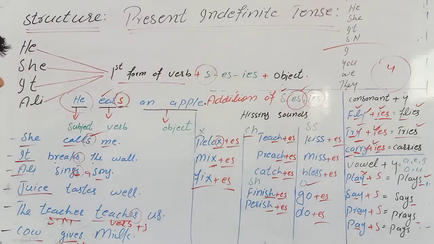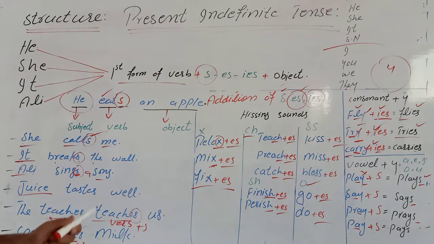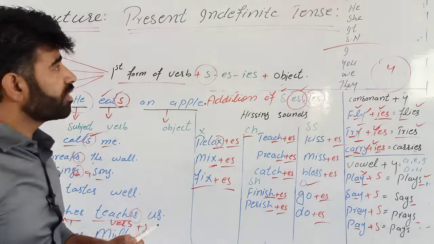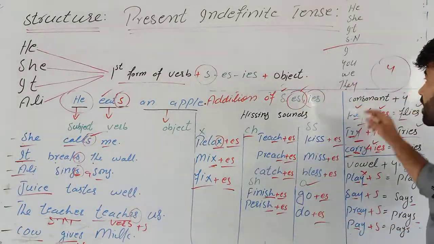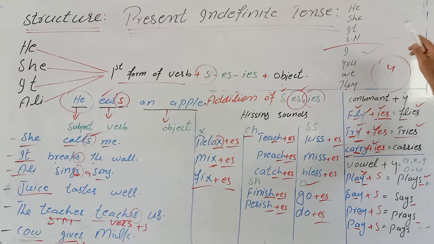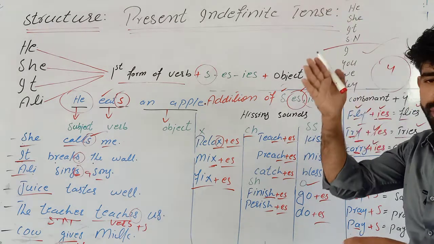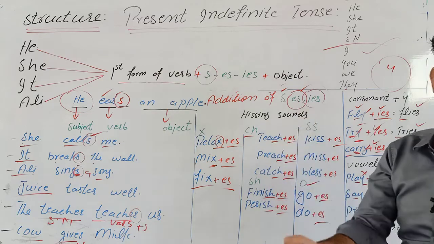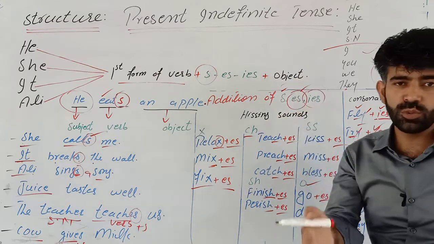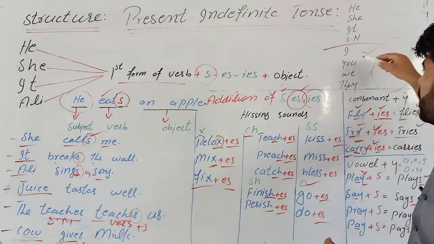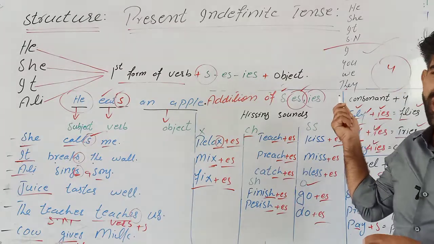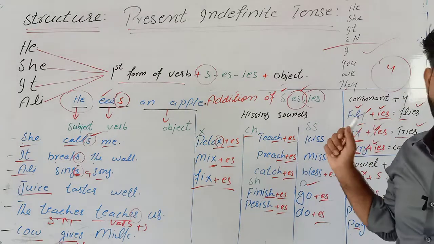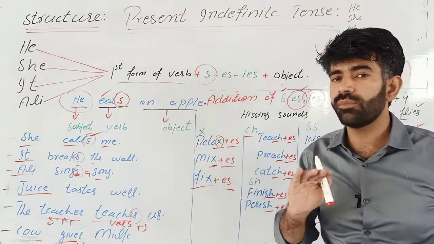So this is how we make sentences of present indefinite tense. I hope there is no more problem, and in the coming lecture, inshallah, we will talk about how to make negative, then interrogative, and then sentences with WH words, and then we will move to words I, you, we, and they. And we are going to spend a little bit of time on this, because this tense is really important.